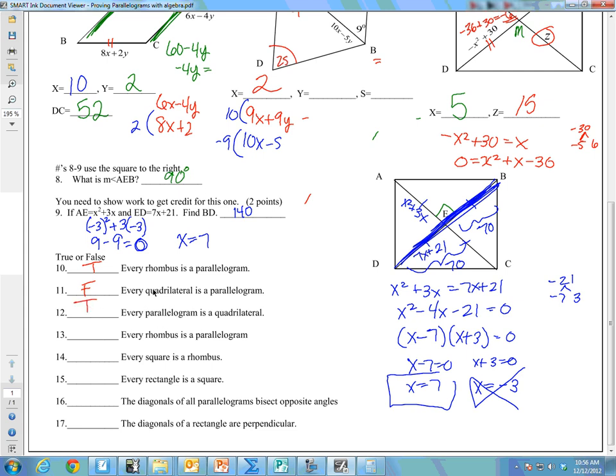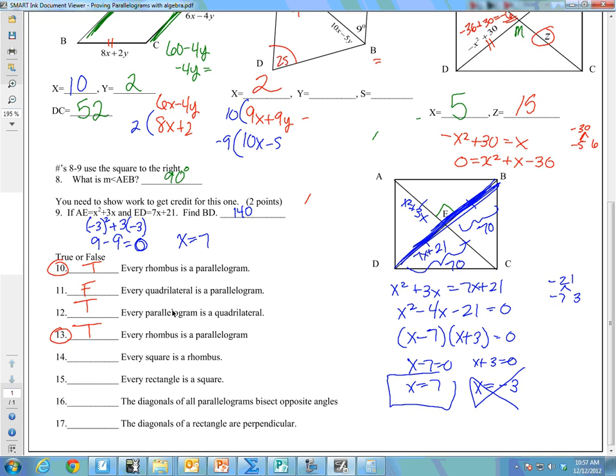However, if it's a parallelogram, then it is a quadrilateral. That is true because the definition of a parallelogram says it is a quadrilateral in which both pairs of opposite sides are parallel. Every rhombus is a parallelogram. That's true. The definition of a rhombus says it is a parallelogram in which all four sides are the same. Okay? Hopefully, if you got 10 right, you got 13 right. Look at those questions.